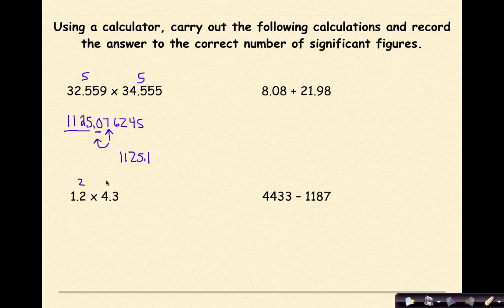Going on to the next one, 1.2 times 4.3. So this is 2 significant figures. This is 2 significant figures. If I multiply these two together, I get 5.16. I can only have 2 significant figures, so I will take the 5. I will take the 1. I will round up the 6. So my final answer here is going to be 5.2.